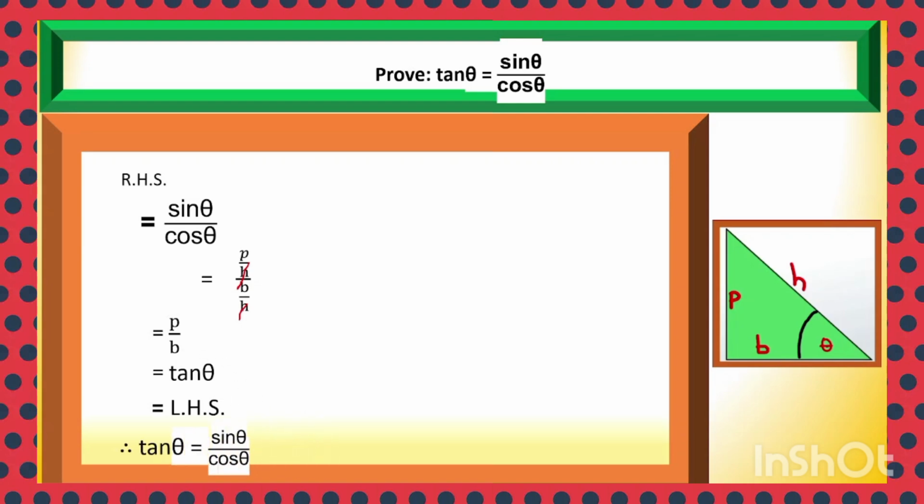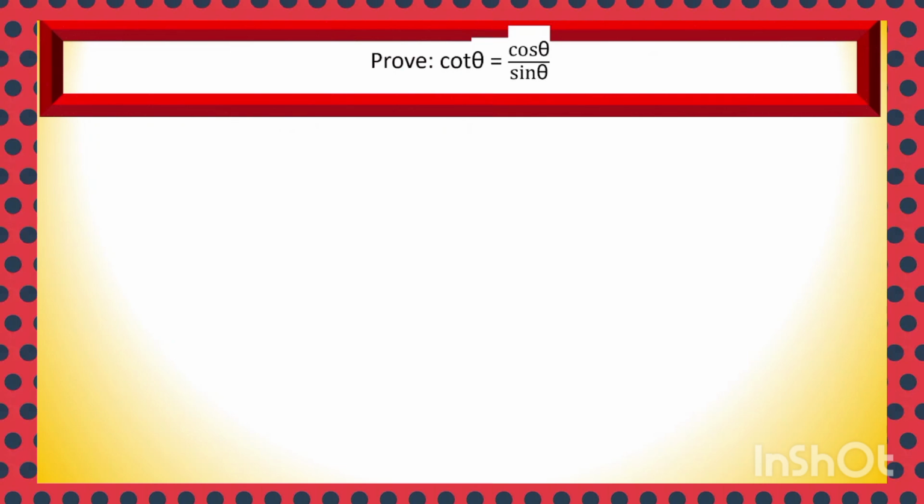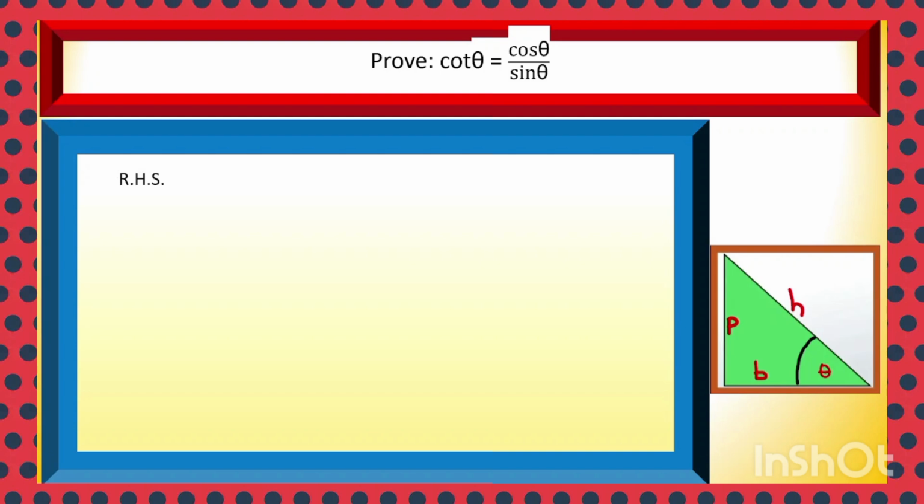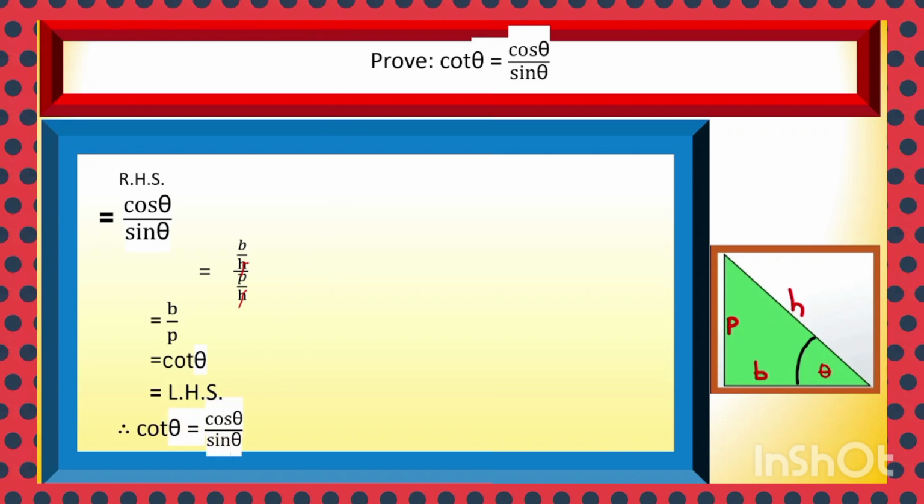Tan theta is equal to sin theta by cos theta. Cot theta is equal to cos theta by sin theta. Cos theta is b by h, sin theta is p by h. So by putting the value, we get b by h divided by p by h, h can be cancelled, and it will be b by p, which is cot theta. Thus cot theta is equal to cos theta by sin theta, a fundamental concept and formula in trigonometry, which can be applicable in solving and proving different kinds of trigonometric problems and identities.